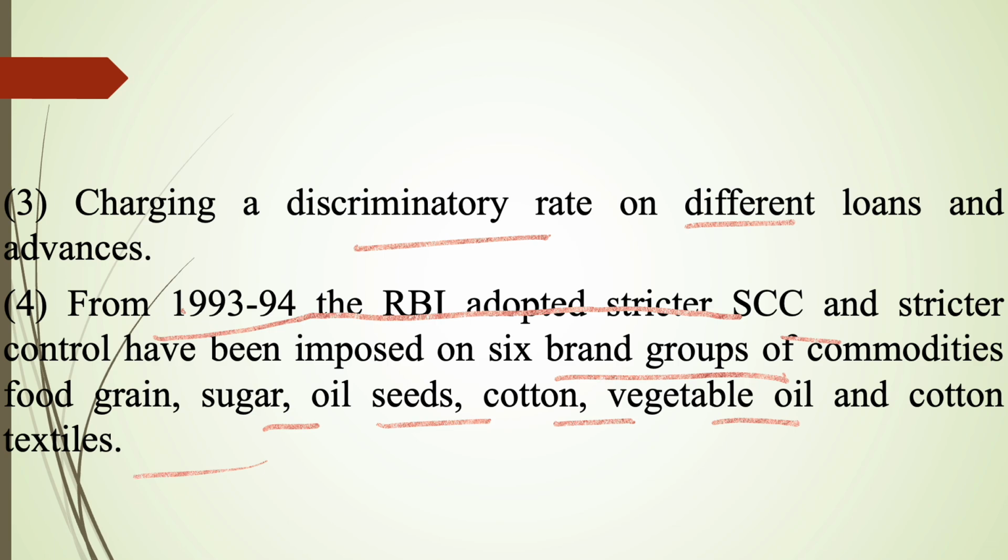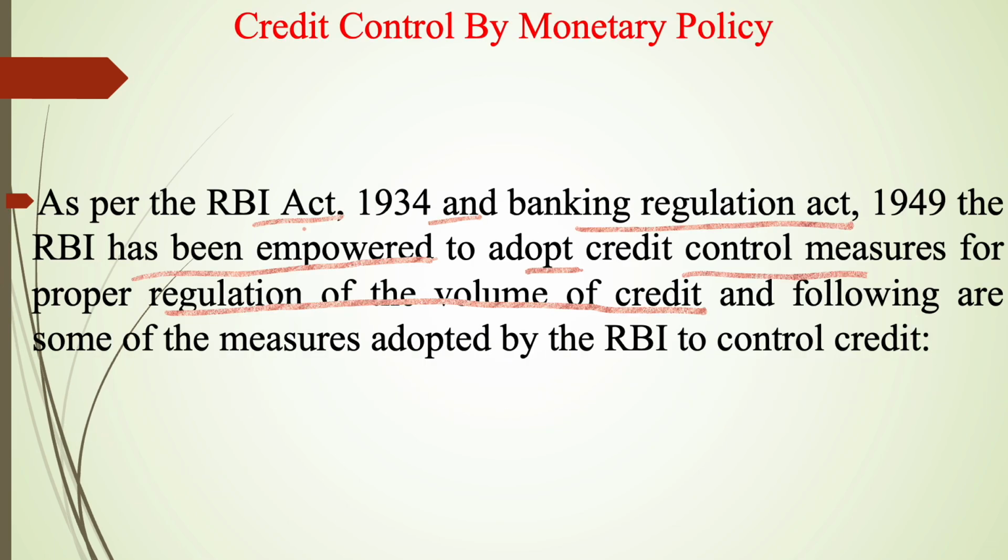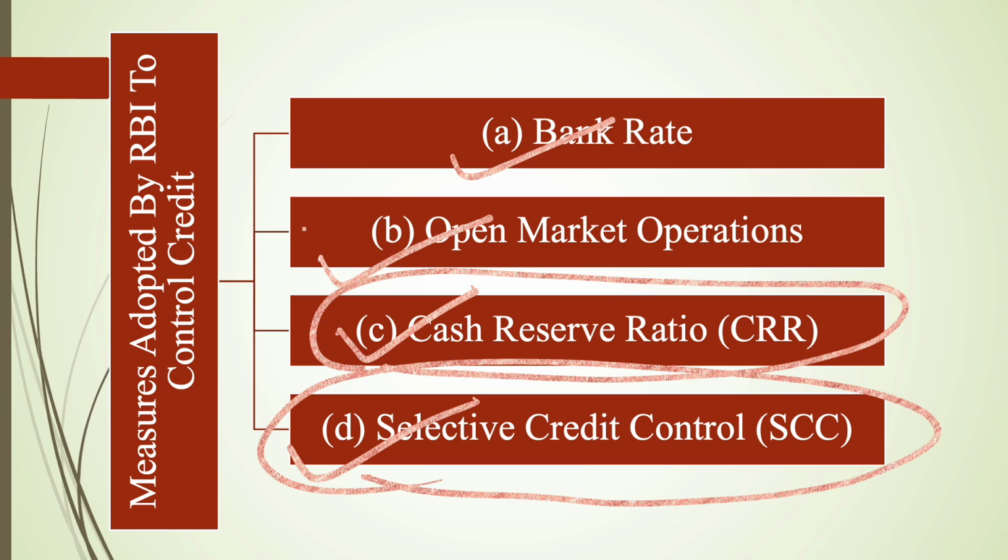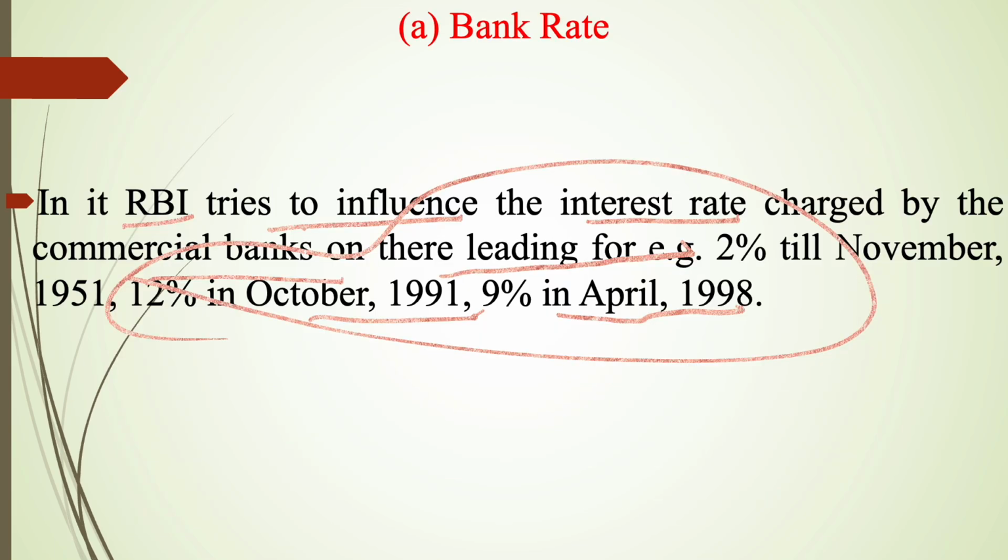Now again, I summarize all the points so that you can easily understand the topic. So what is the credit control by monetary policy? There are different measures taken by the RBI for credit control under the RBI Act 1934 and Banking Regulation Act 1949. And the measures are as follows: bank rate, open market operations, cash reserve ratio and selective credit control. The bank rate is influenced by the RBI with the help of commercial banks, and it increases or decreases timely according to the requirement of the market.